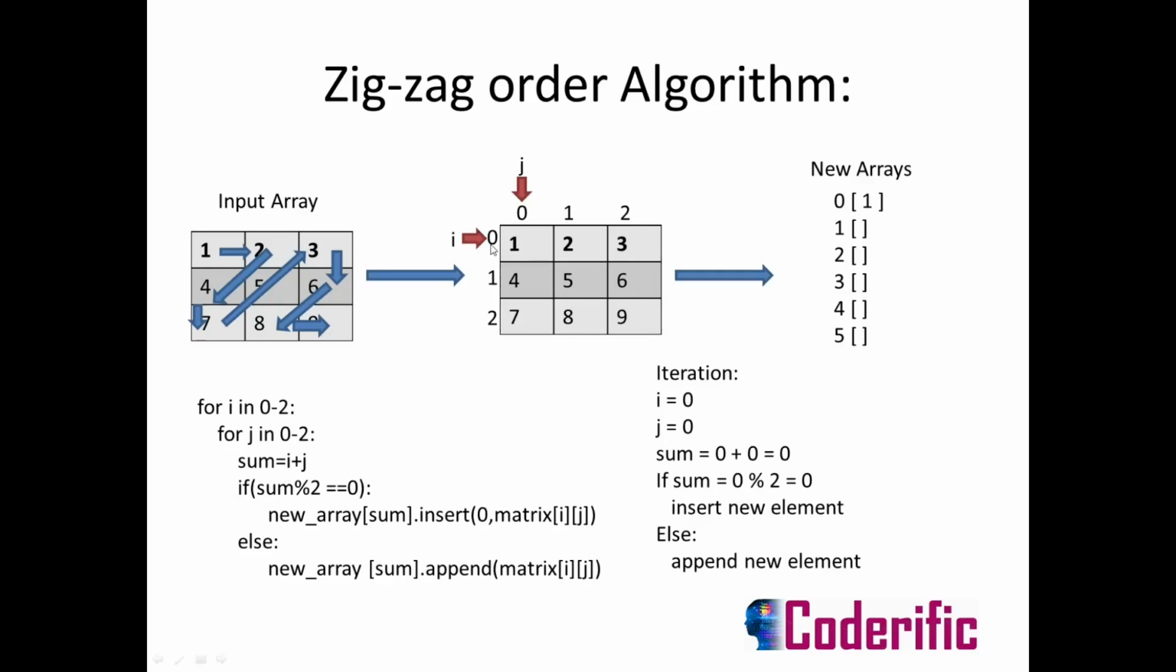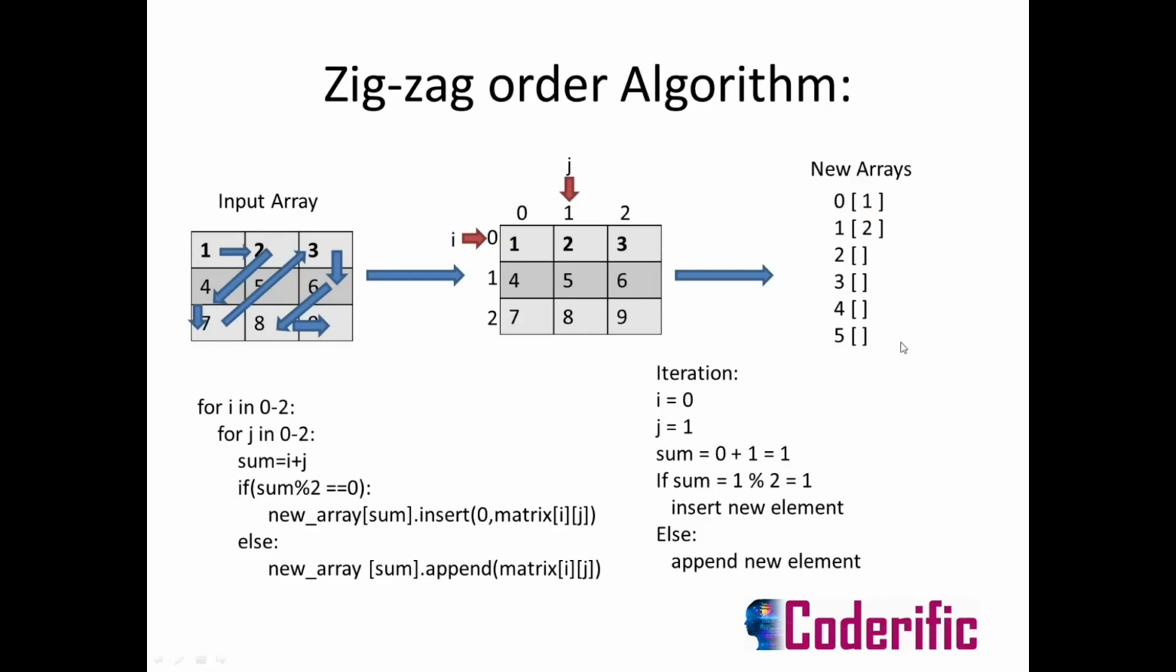At the beginning, i is equal to 0 and j is equal to 0. We sum i plus j, and the answer is 0. Is 0 remainder 2 equal to 0? Yes, so we insert a new element. In this line we insert into new array of 0, because sum right now is 0. What do we insert at the 0 position? Matrix of ij, where i and j are 0, 0. So we pick the 0, 0 element and insert it in new array of 0.